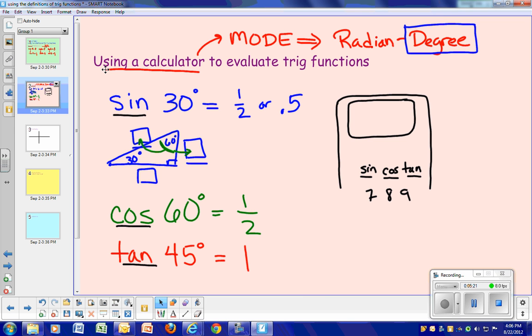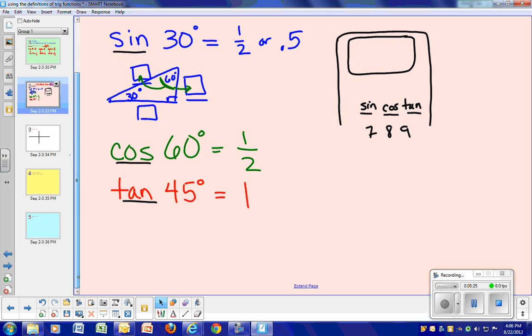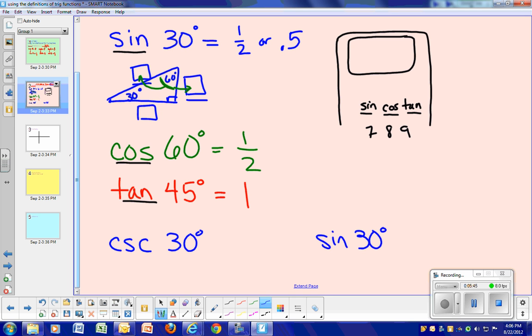Now, what's a little bit tricky is when you need to use your calculator to evaluate reciprocal trig functions, because there isn't a button that says, for example, cosecant. Let's say you wanted the cosecant of 30 degrees. Well, I can think of two ways to do that. One way to do it would be to say, well, I already know that the sine of 30 is 1 over 2, right? We found that out up above, right here.